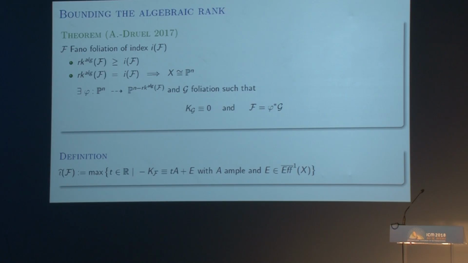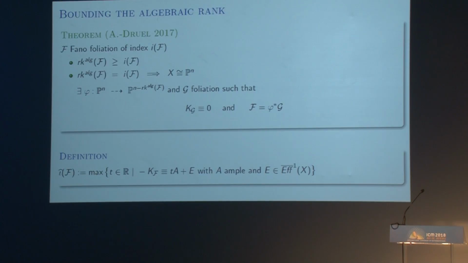I define this modified index in this way. We can write our anti-canonical class as a multiple of something ample plus some effective real divisor, and take the biggest t that appears as a coefficient. In general it could be a real number, but it turns out to be a rational number that realizes -K_F in this way.